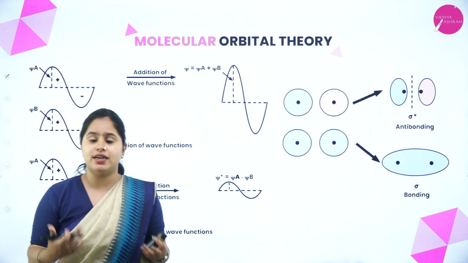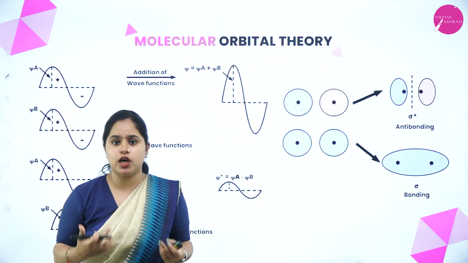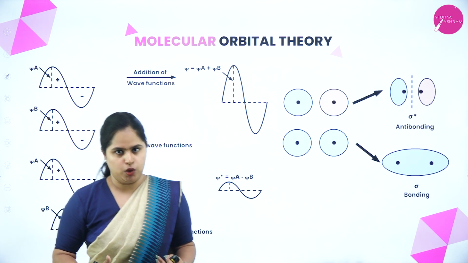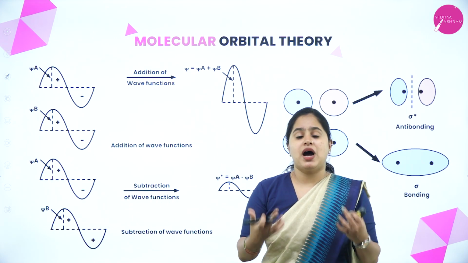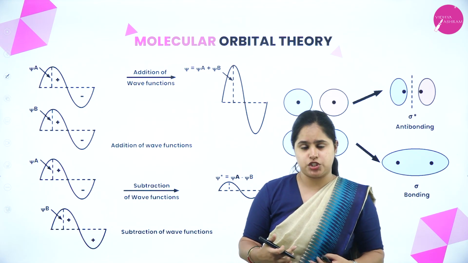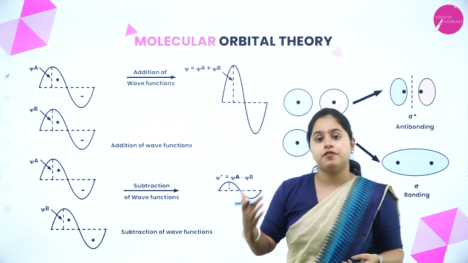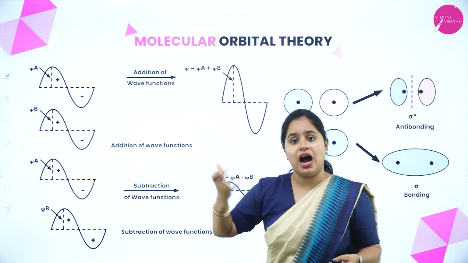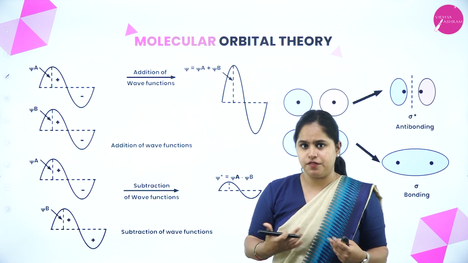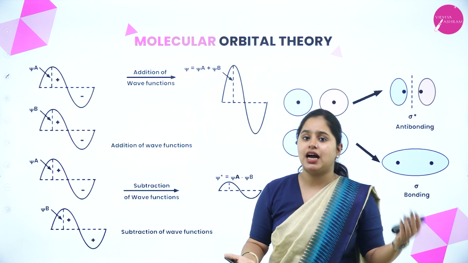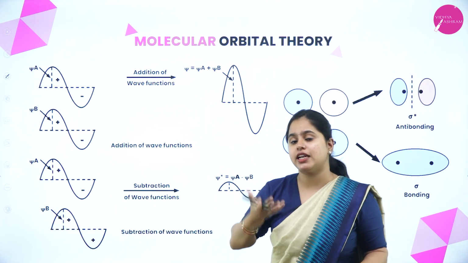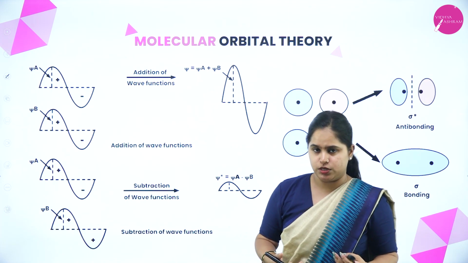Now let's try to understand in detail the molecular orbitals that are formed, that is, the anti-bonding molecular orbital and the bonding molecular orbital. We know that matter possesses particle as well as wave nature. If we consider the wave nature, we know that when waves add together, there is constructive interference and destructive interference. As it has particle as well as wave nature, in the case of wave nature, constructive and destructive interference are possible.